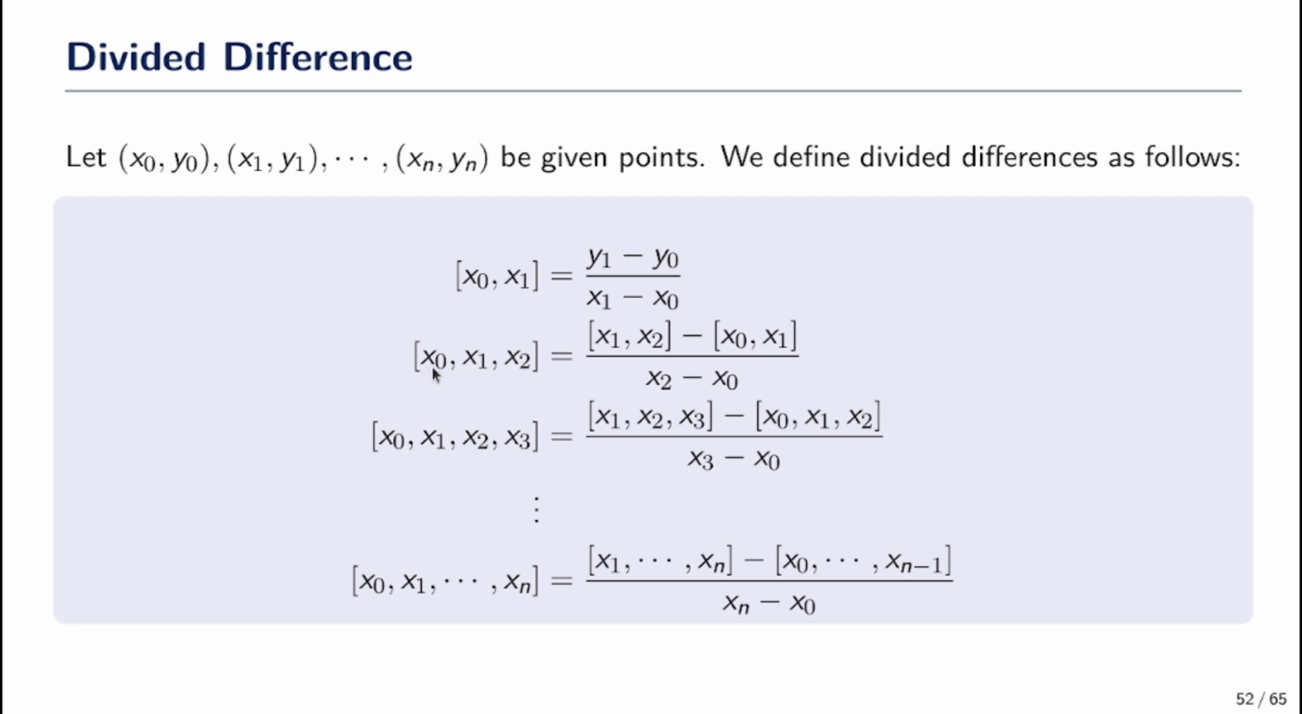The second order divided difference of x0, x1, x2 will be obtained as the divided difference of x1, x2 minus the divided difference of x0, x1, divided by x2 minus x0. The divided difference of x0, x1, x2, x3 is the divided difference of x1, x2, x3 minus the divided difference of x0, x1, x2, divided by x3 minus x0. Like this, you can find the divided difference up to xn.